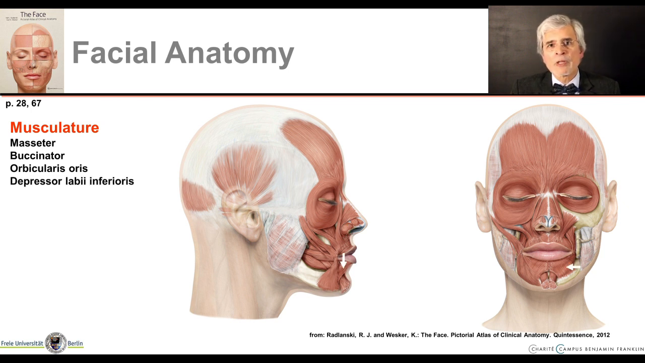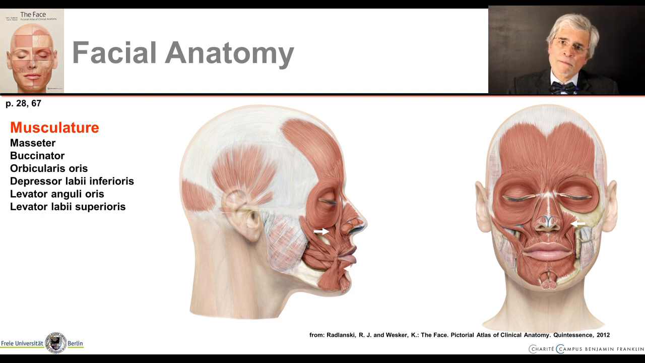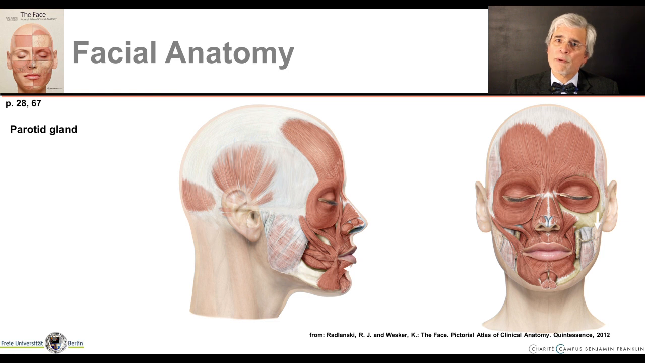In this layer, we see the depressor labii inferioris again, which we mentioned earlier, and the levator anguli oris muscle, but still somewhat covered by the other muscles. And further medial of it, the levator labii superioris, from lateral also, still somewhat covered. And now we come again to the parotid gland.